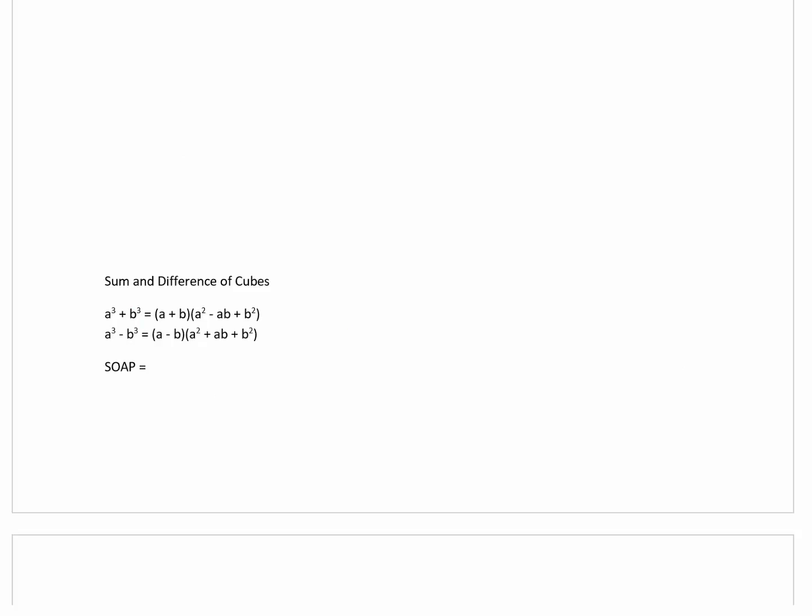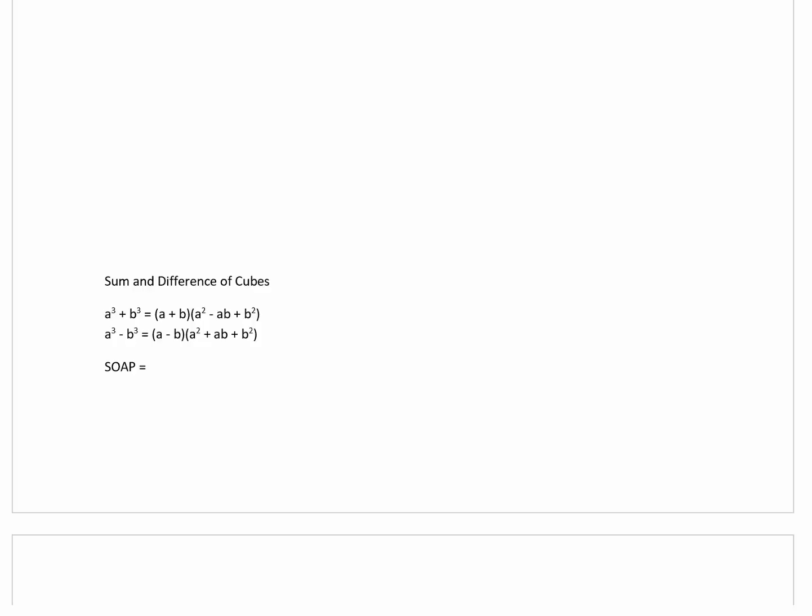So the sum and difference of two cubes. The sum of cubes is a cubed plus b cubed is the same thing as a plus b times a squared minus ab plus b squared. And the difference of two cubes is a cubed minus b cubed equals a minus b times a squared plus ab plus b squared. Now, how do you remember the signs for sum and difference of cubes?